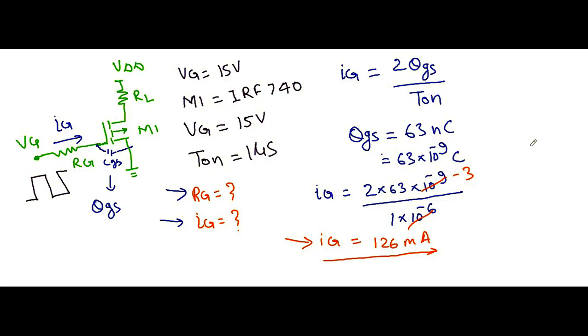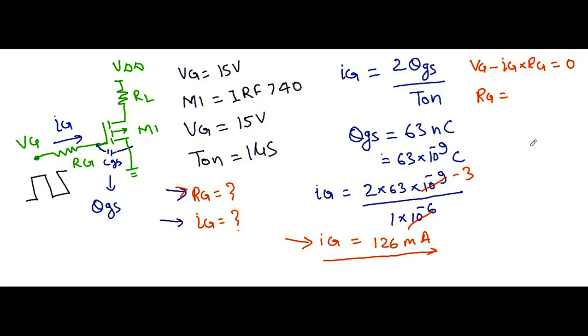Now your end goal is to calculate the gate resistance. In order to calculate the gate resistance, you can apply KVL on this loop, the gate side loop. So let me apply the KVL on the gate loop. The KVL you can write here is VG minus IG times RG equals 0. Okay, so now you can calculate the RG value.